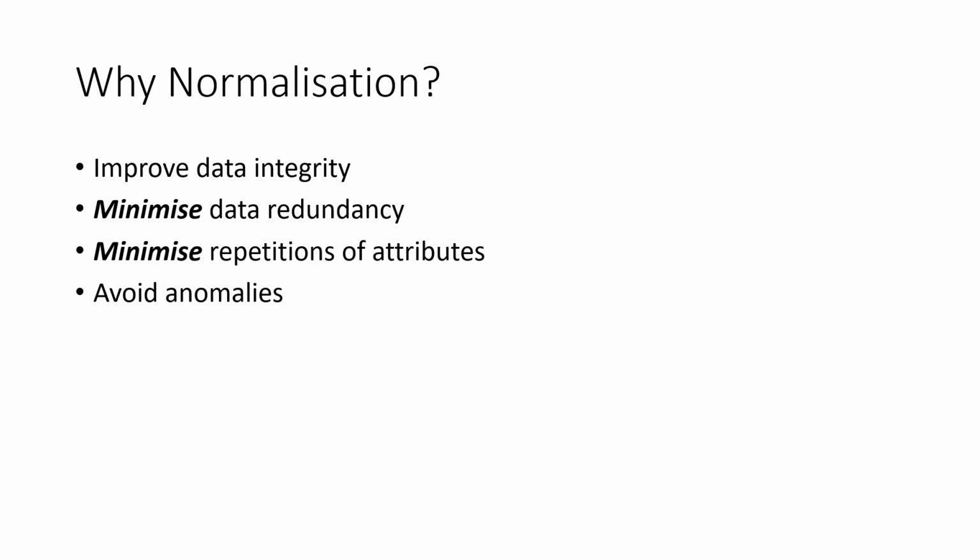So why do we do normalization? Why is normalization important in databases? Well, the main reason why we do normalization is because we want to improve data integrity. We also want to minimize data redundancy as well as repetitions of attributes. And we also want to avoid anomalies. But before we move on to talking about anomalies, please note the emphasis on minimize.